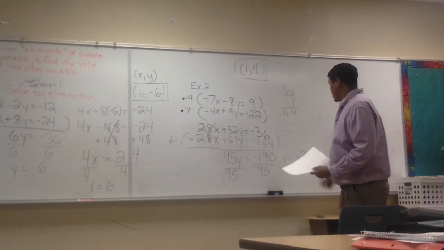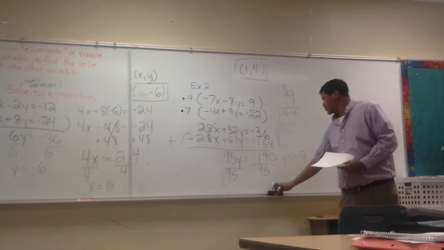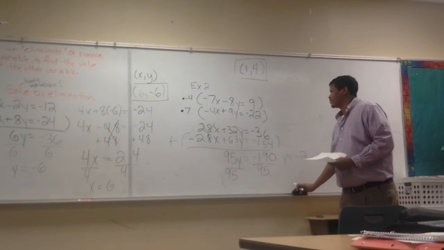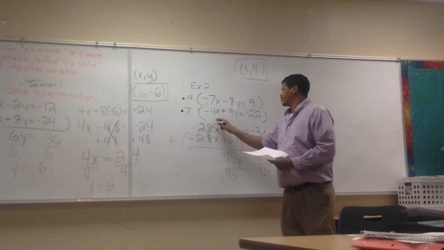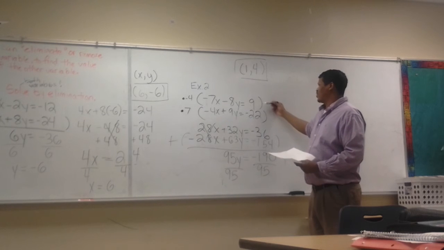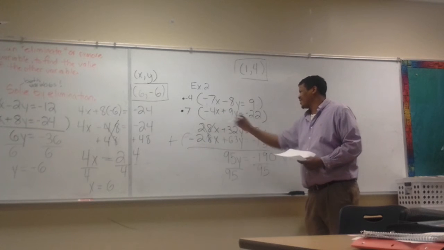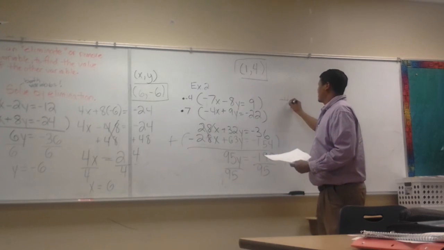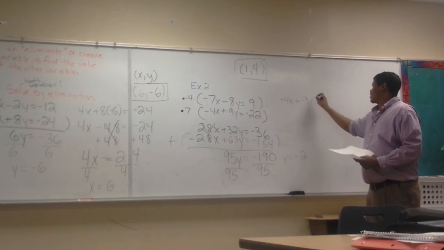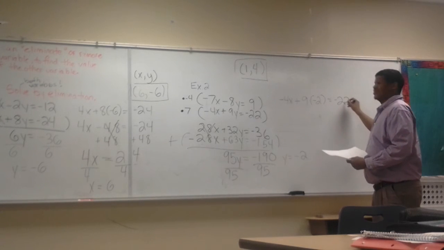So anyway, we're about halfway. We have our negative 2 right here. What's next? You're going to solve for x. You can pick either one of those equations you like. Let's use the second one. So instead of negative 4x plus 9y, negative 4x plus 9 times negative 2 equals negative 22.